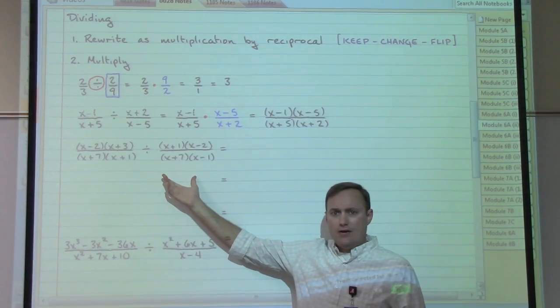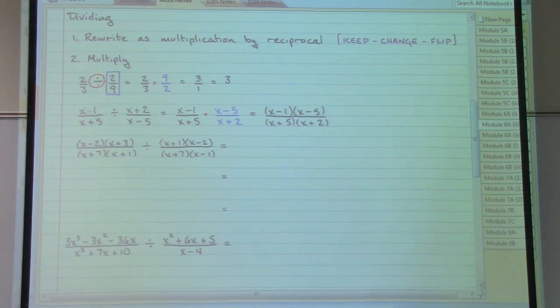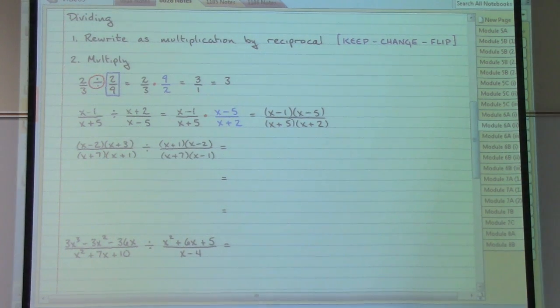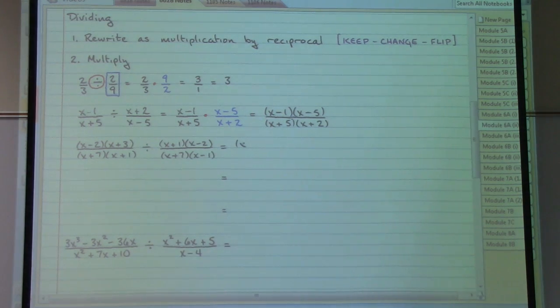We'll see how things turn out in the second case here, where, again, to color code things in the same sort of fashion as those previous two examples: keep the first fraction. So we're going to write that in black, and keep meaning that this is going to be exactly the same as it was in the original problem. So the numerator and the denominator are just being recopied here. Change, meaning that we are going to be changing from our division problem to a multiplication problem.